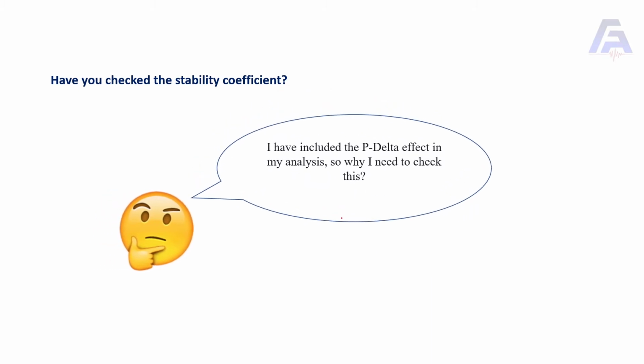Good day, everyone. When we receive a file and we ask the designer, have you checked the stability coefficient? Usually the answer that we get is something like this: I have included the P-delta effects in my analysis, so why do I need to check this? I wanted to create a video and explain this so everyone can benefit from the explanations.